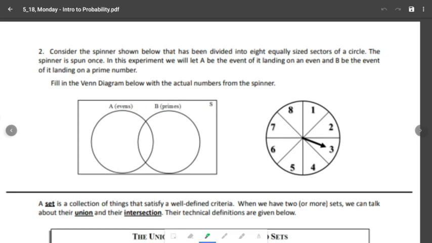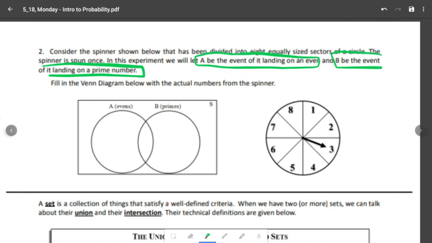So now let's take a look at another example. Number 2 says, consider the spinner shown below that has been divided into 8 equally sized sectors of a circle. The spinner is spun once. In this experiment, we will let A be the event of landing on an even, and B is going to be the event of landing on a prime number.